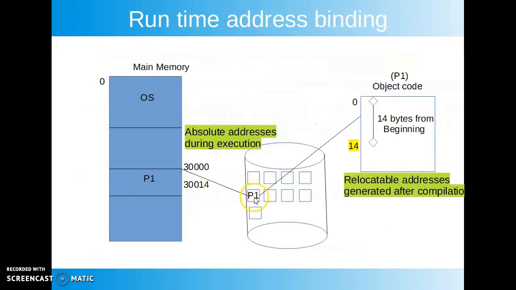suppose we have program P1. It is compiled, its object code is in the secondary storage, and relocatable code is generated. Relocatable addresses are generated after compilation, and when this program is loaded in the memory, it will be assigned some area and accordingly its base address will be generated. But it may happen that, for some reason, this program is swapped out of the memory even before its completion. All the instructions are not executed, but the program is taken out of the main memory and put on the secondary storage.